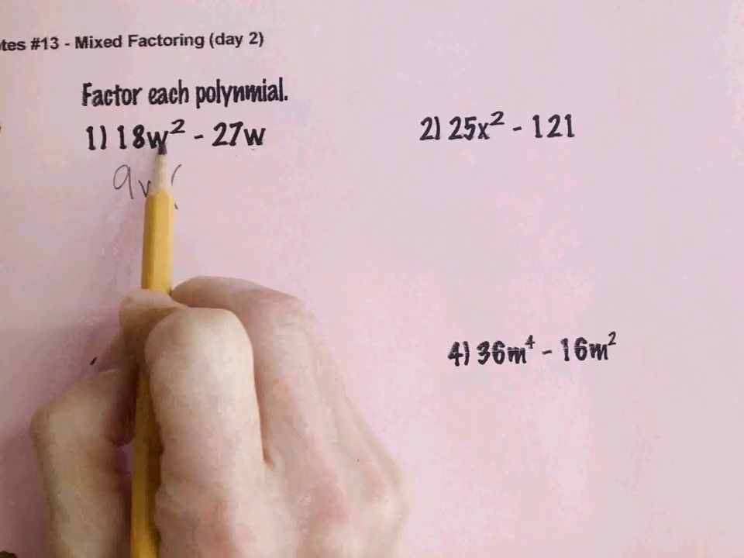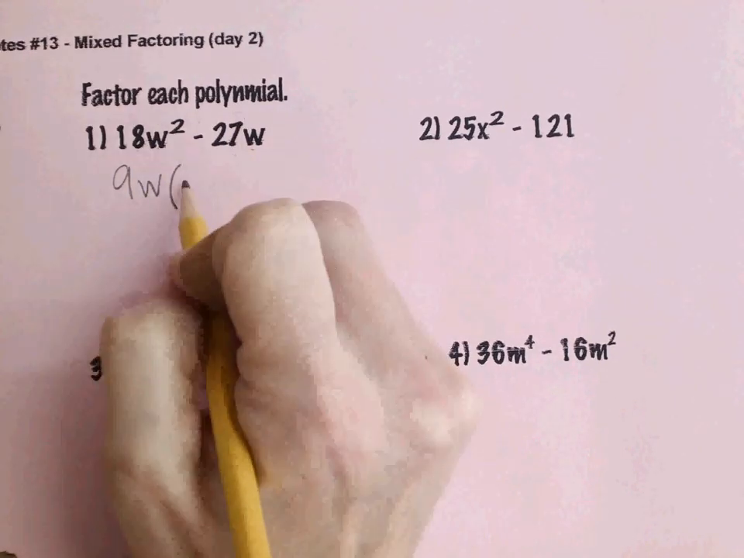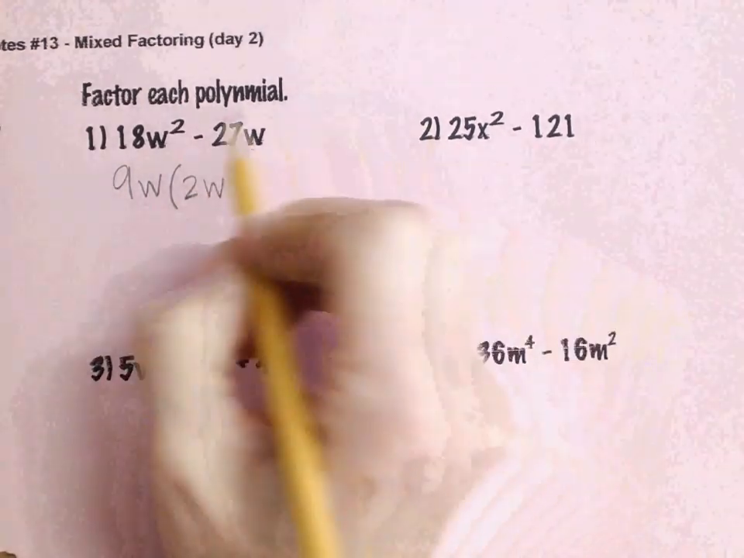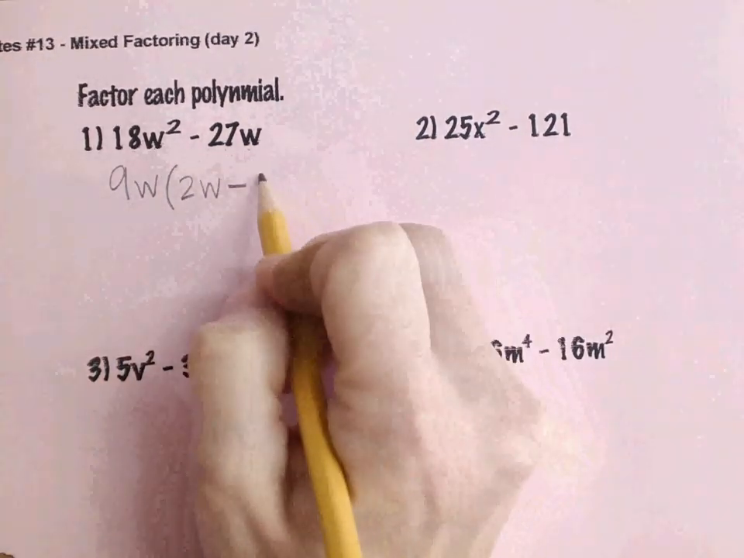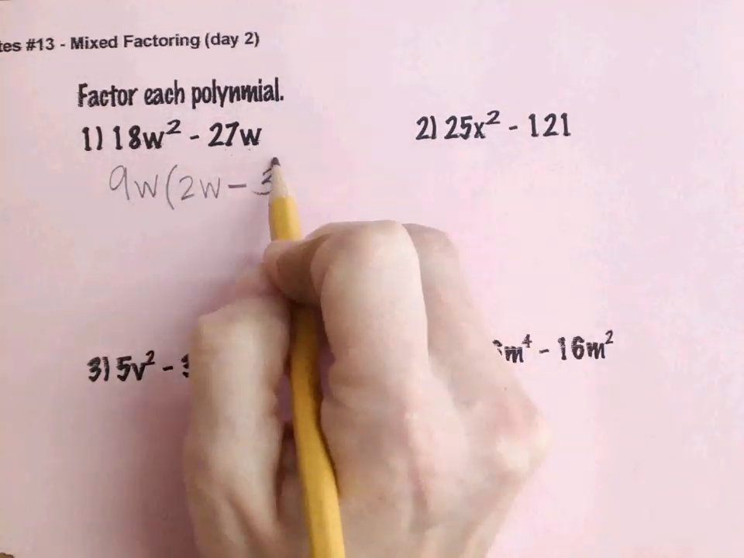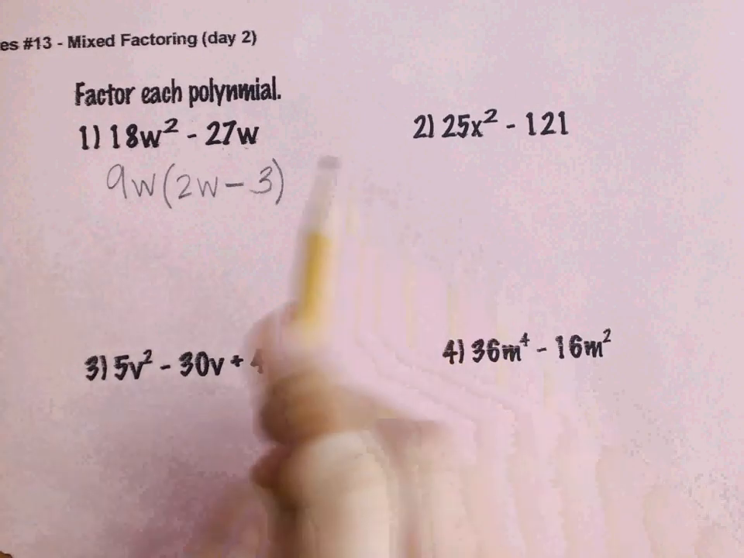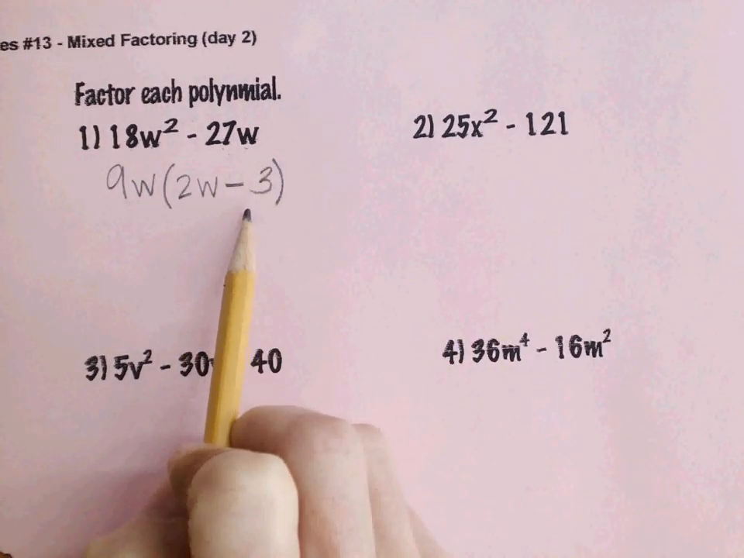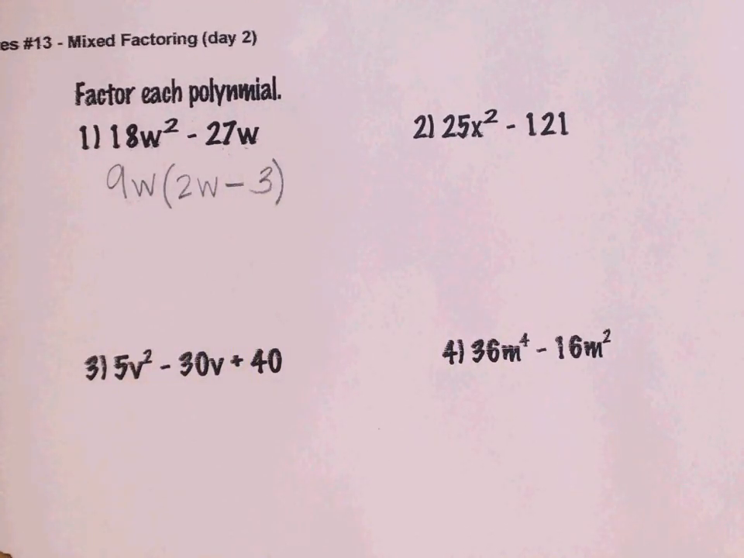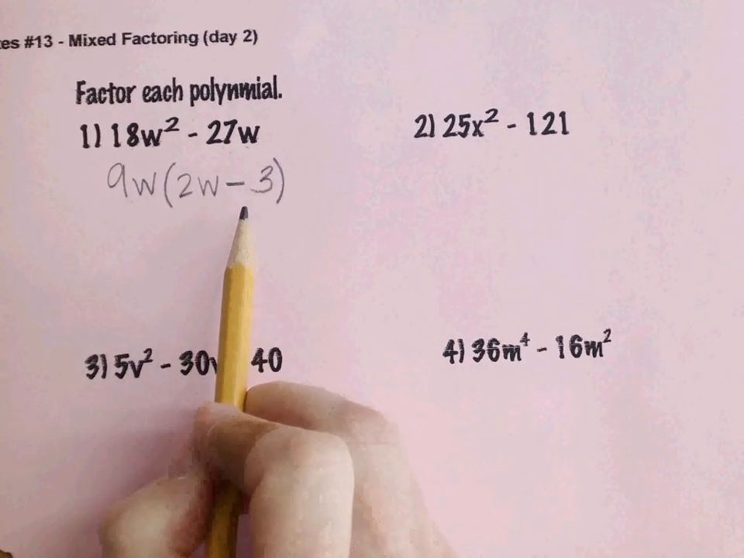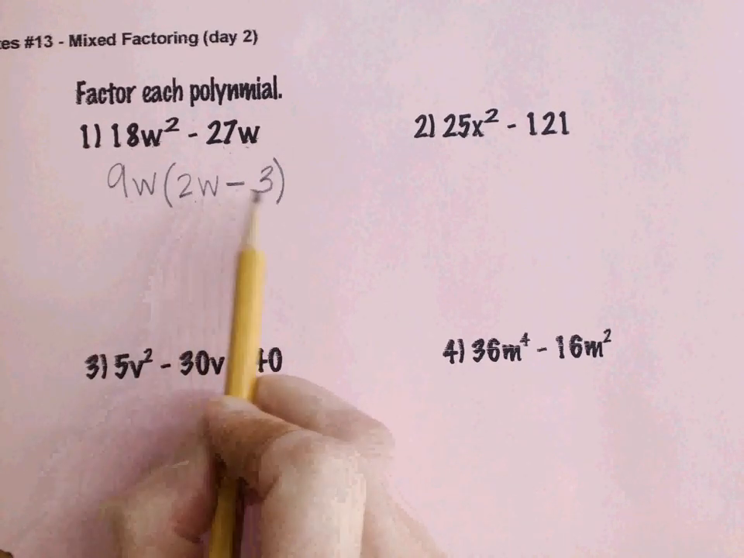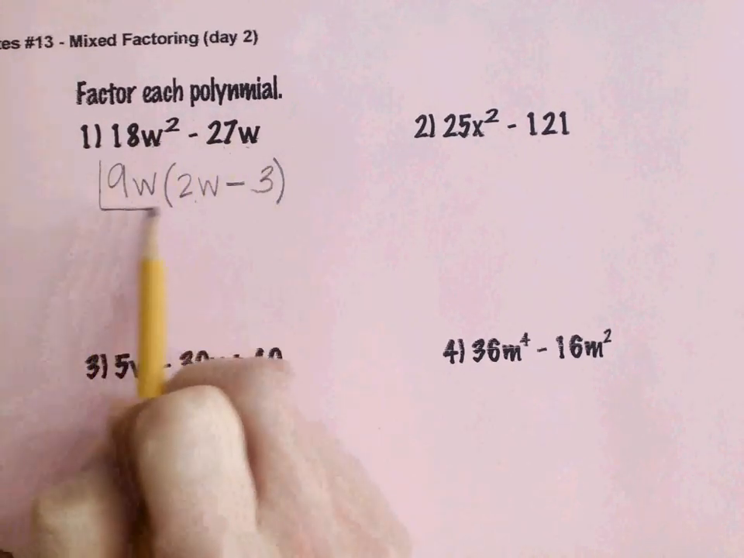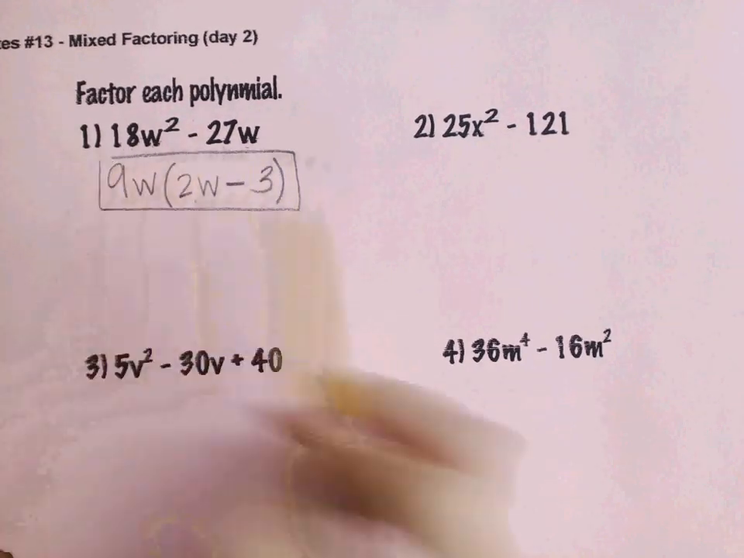So 18w squared divided by 9w is 2w. Minus 27 divided by 9 is 3. W divided by w cancels. Now, the next thing I do is I look inside the binomial and see if there's anything else I can factor. This one has two terms. The only way to factor two terms is difference of squares. And so I cannot find the square root of 2w or 3. So this is my final answer for number one.